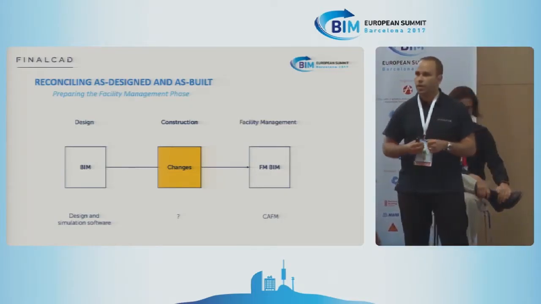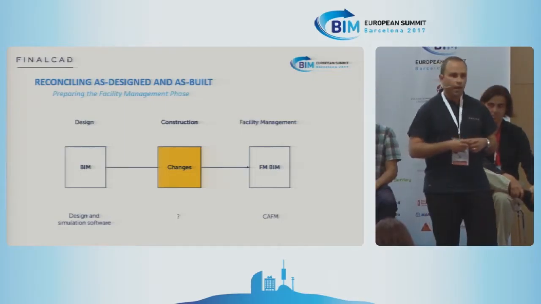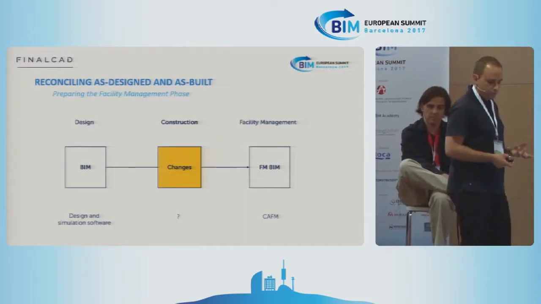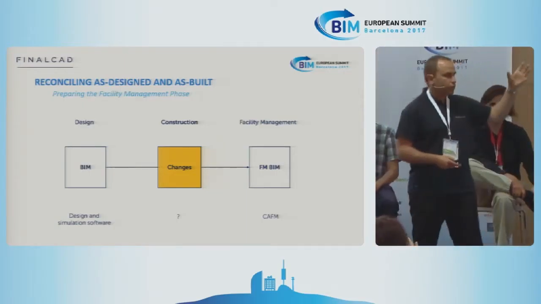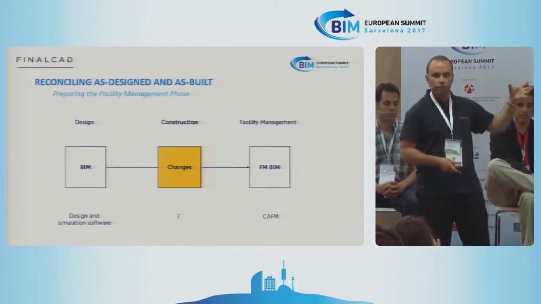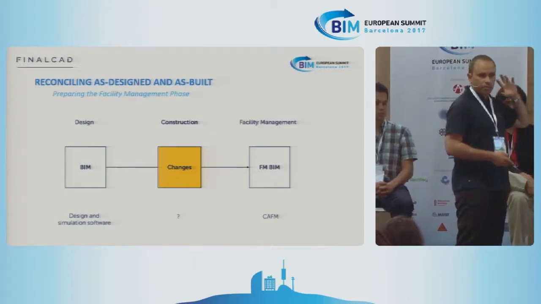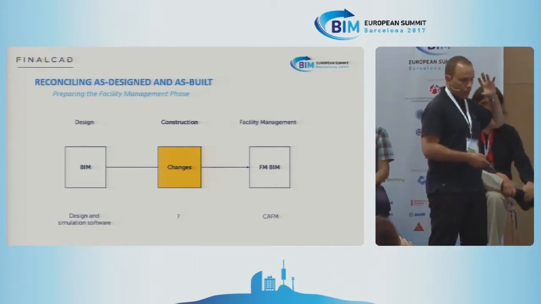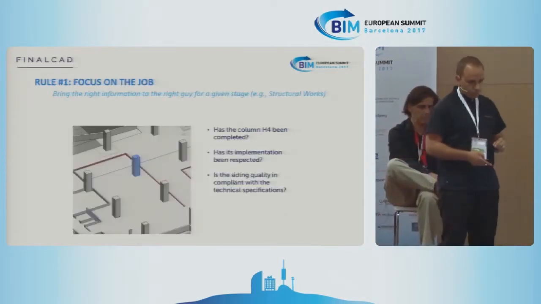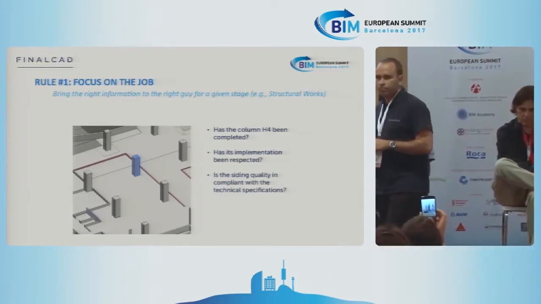And the facility manager has to find out where here is leaking, here is breaking, and there's no traceability, there's no history. So taking the advantage, the opportunity of the construction phase, which is in the middle, to track the changes is very key to have a consistent virtual twin, digital twin, if you prefer, all along the stages. So rule number one is we focus on the job.